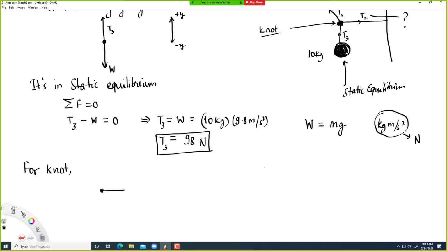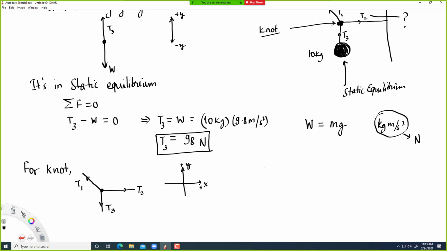So we have this force, down tension, and that's T1. Okay, and then our axis is y up, x is that way.